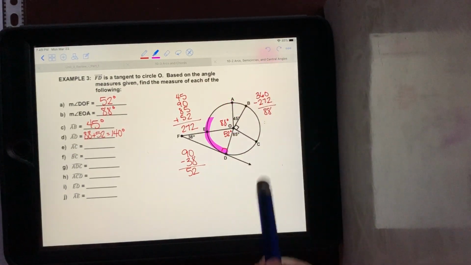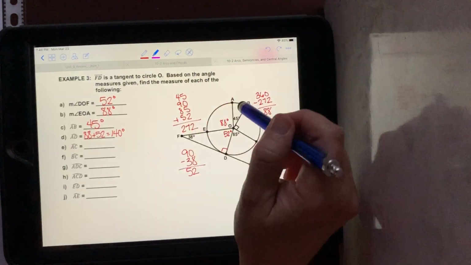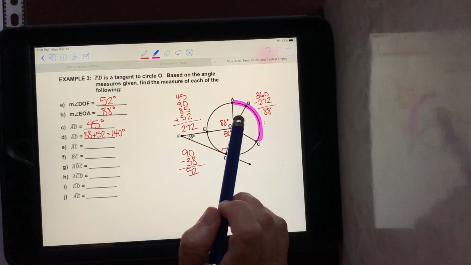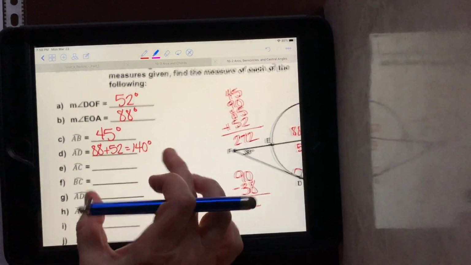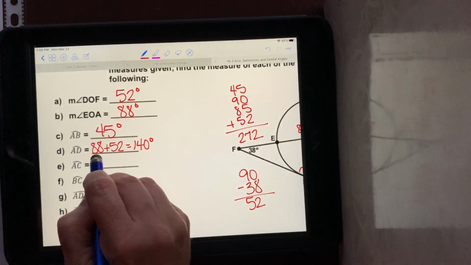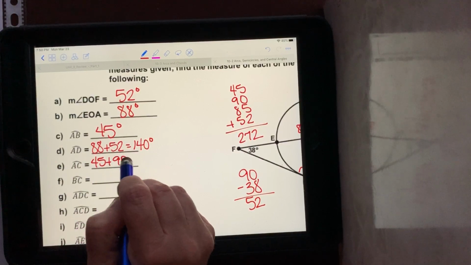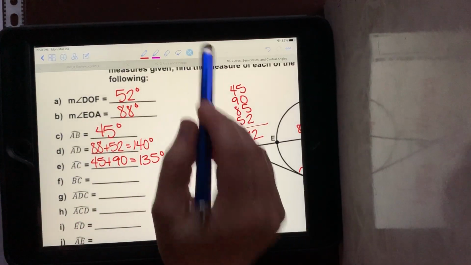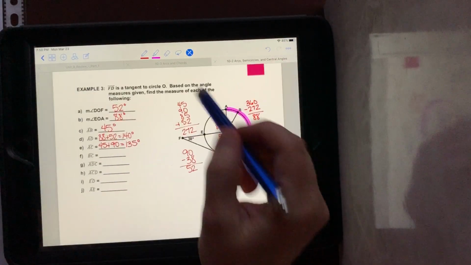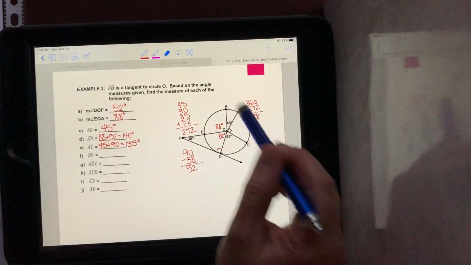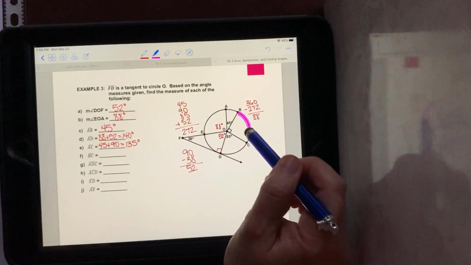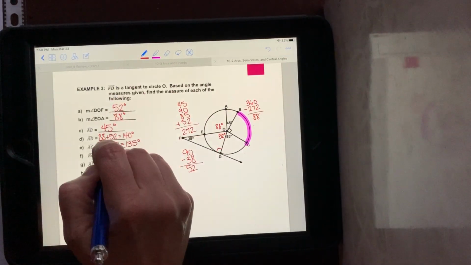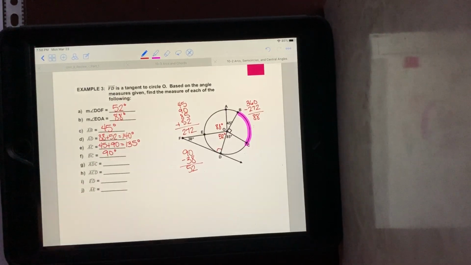Next one we're going to do is A to C. So now we're kind of going the other way. A to C includes those two angles, so we're going to have to add the 45 and the 90 together, which gives us 135 degrees. All right, BC. BC is pretty easy because it's just one angle there, so we know the arc and the central angle are the same, so that gives us 90 degrees.